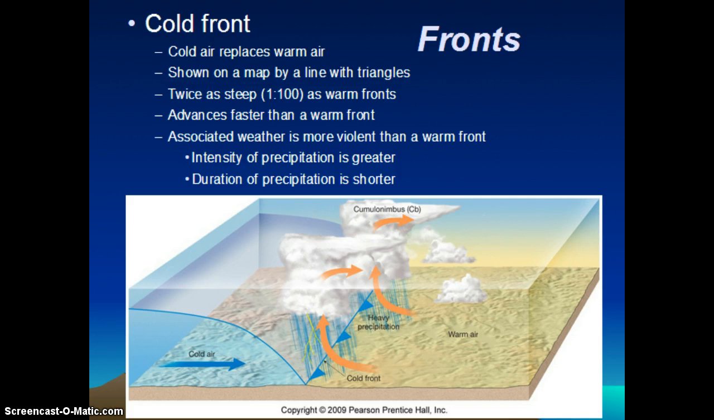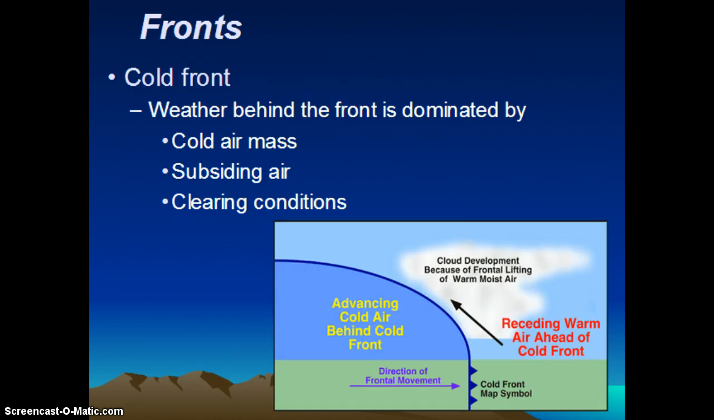So it can be a heavy downpour, could be a thunderstorm, could be tornadic activity, but the nice part about it is that it's kind of a short duration of time. Here we talk about the weather behind the front being dominated by cold air. Air is sinking or subsiding in this case, and after the front has passed through, normally conditions clear up.